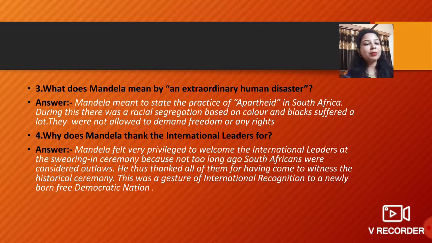So what does Mandela mean by an extraordinary human disaster? The answer is, Mandela meant to state the practice of apartheid in South Africa. During this time, there was a racial segregation based on color, and blacks suffered a lot. They were not allowed to demand freedom or any right. I hope you have understood question number 3. Now let's move on to question number 4.